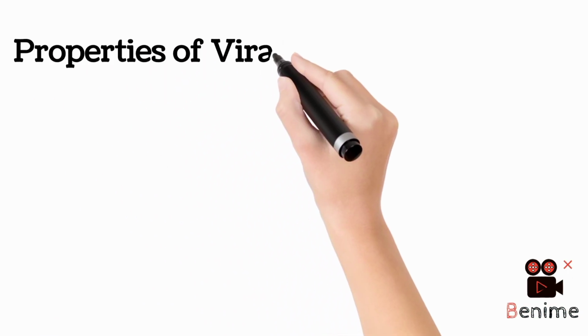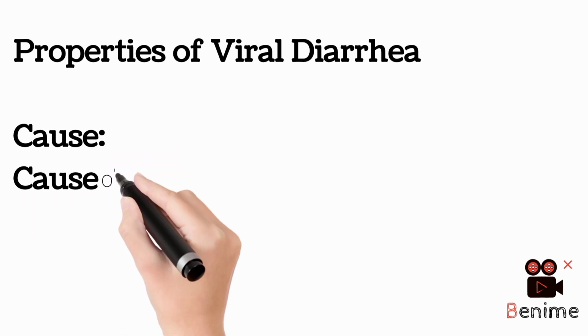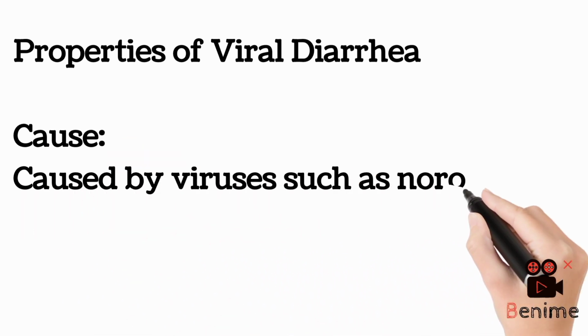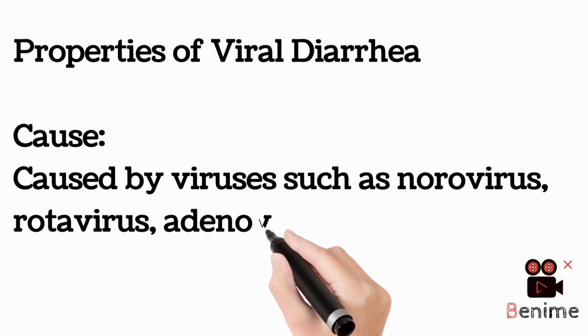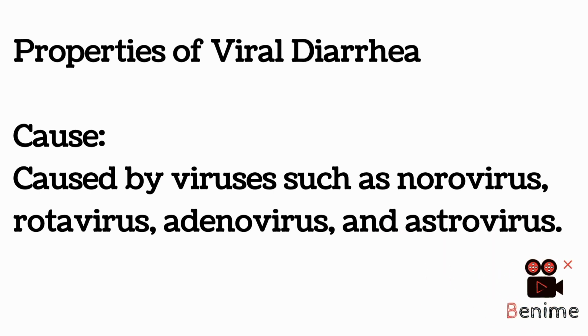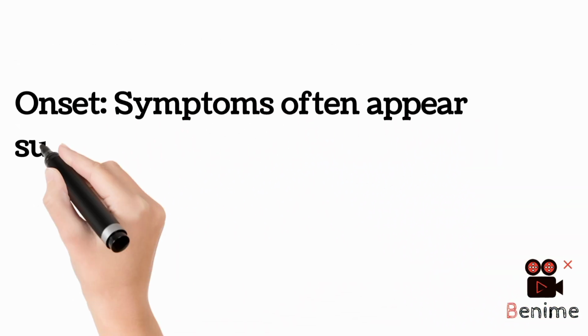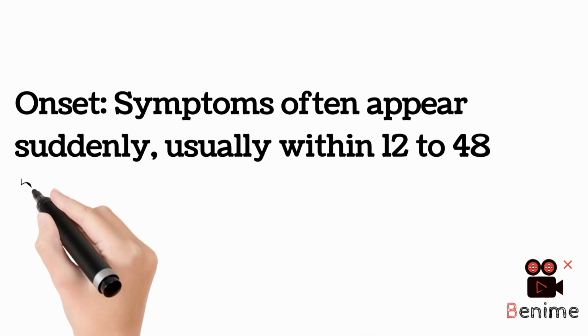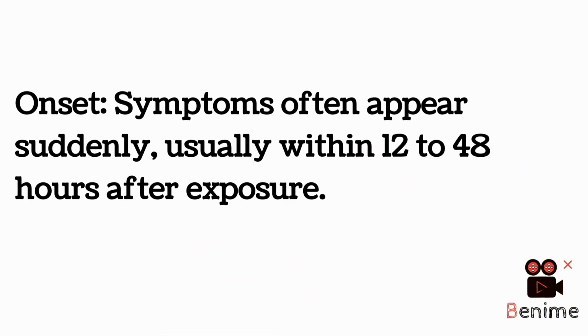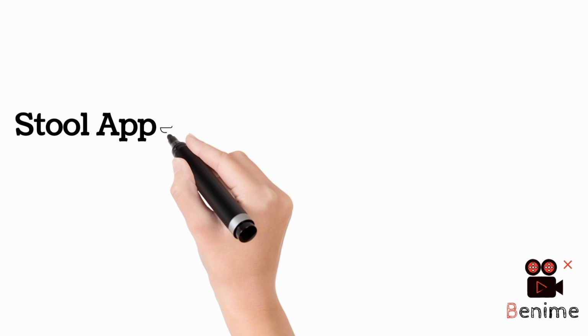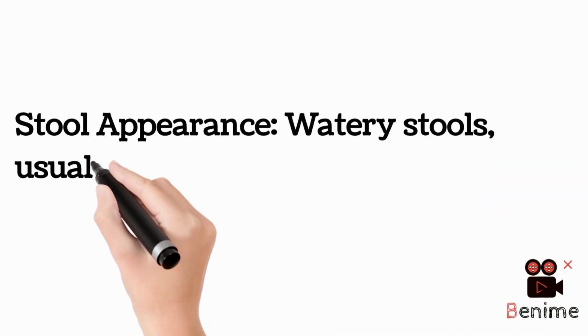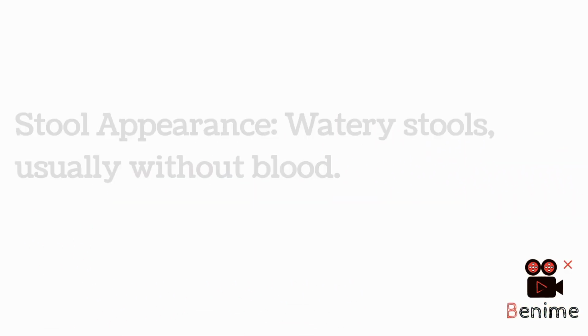Properties of viral diarrhea. Caused by viruses such as norovirus, rotavirus, adenovirus, and astrovirus. Onset. Symptoms often appear suddenly, usually within 12 to 48 hours after exposure. Stool appearance. Watery stools, usually without blood.